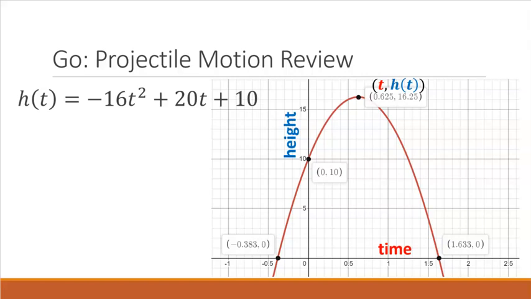What does the 1.633, 0 ordered pair mean in the context of this problem? If the object has a height of 0, then this must be the time that it took for the object to reach the ground. What about the key feature of an x-intercept on the left side of the graph? Since we can't go backwards and have negative time, this point does not make sense in the context of this problem and is not part of the practical domain of this function.